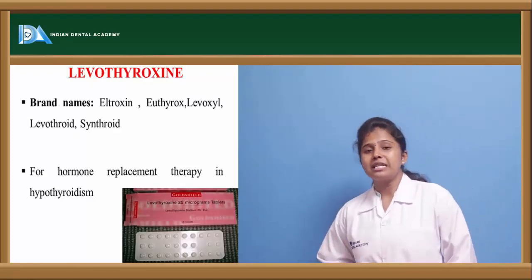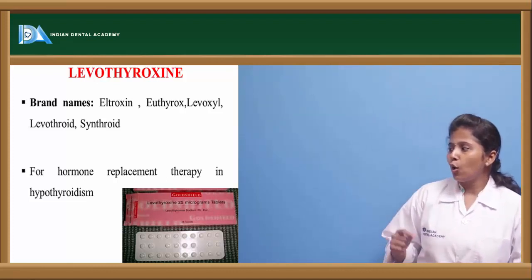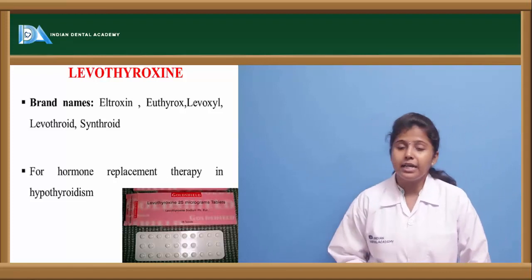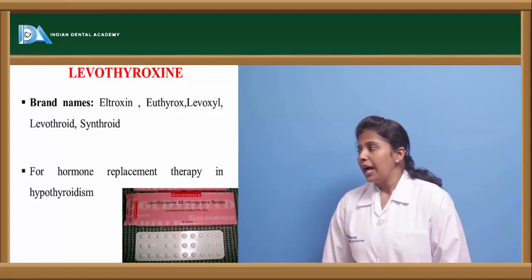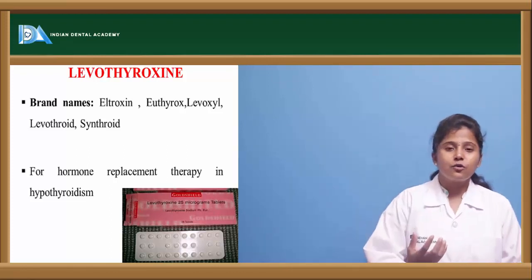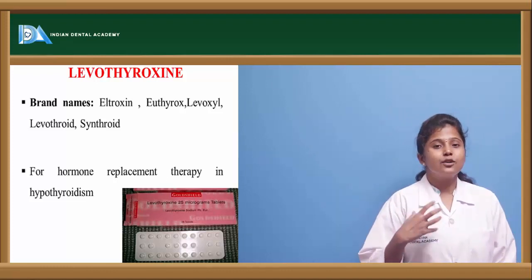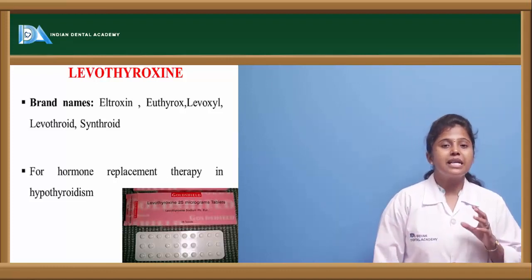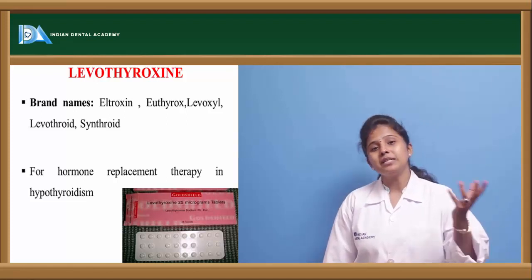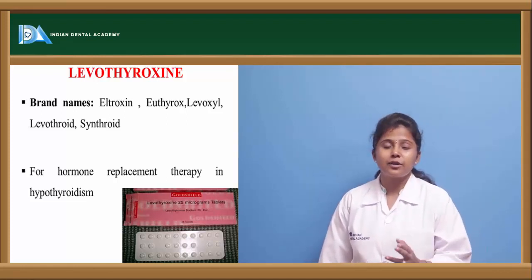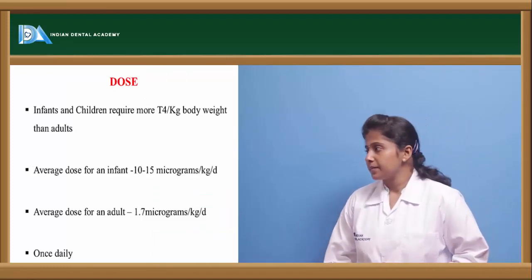Levothyroxine is marketed as Eltroxin, Euthrox, Lovoxil, Levothroid and Synthroid. These are a few of the marketed preparations of levothyroxine, and as I told you, this is a hormone replacement therapy. So what does it do? These are thyroid hormone supplements that look similar in structure to the thyroid hormone, and thereby they replace the thyroid hormone and aid in its proper functioning.